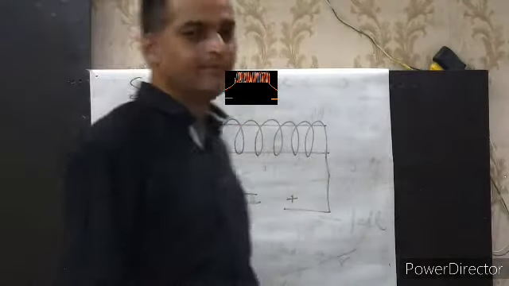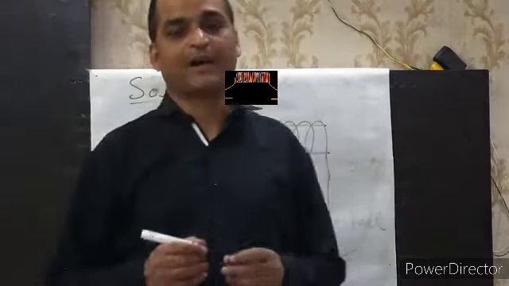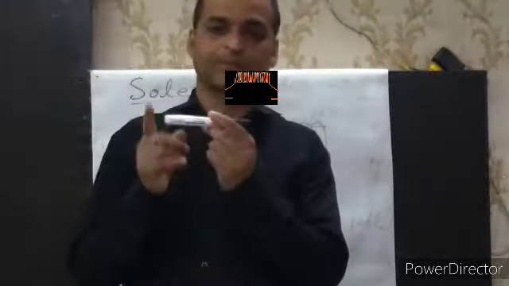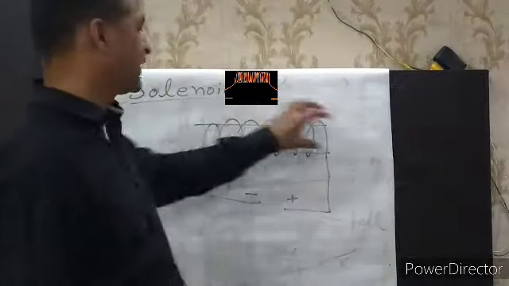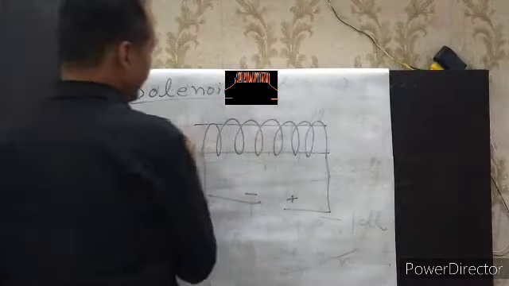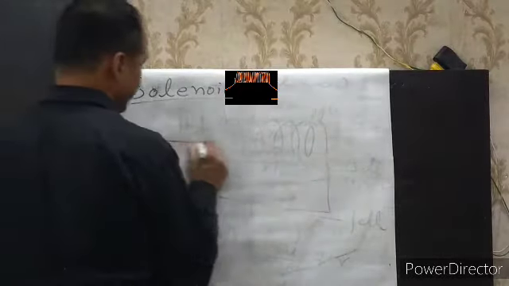Suppose this end is positive and this is negative. Then this will become a bar magnet, which produces a magnetic field. A north pole and a south pole will be produced over here. Then this is called a solenoid. Now we have to find out the magnetic field due to a solenoid. Then consider this diagram.